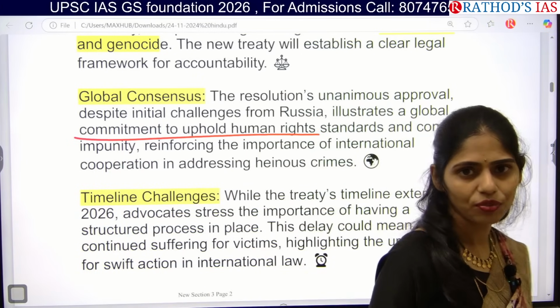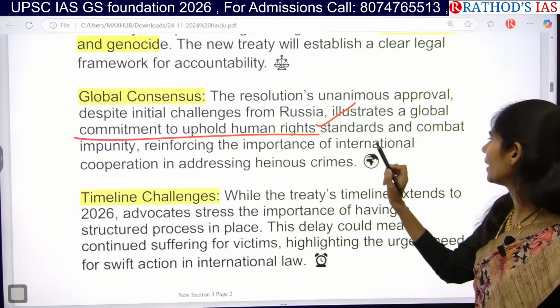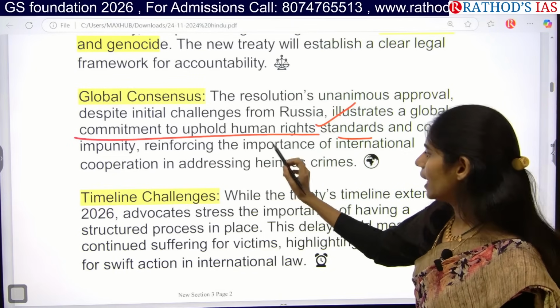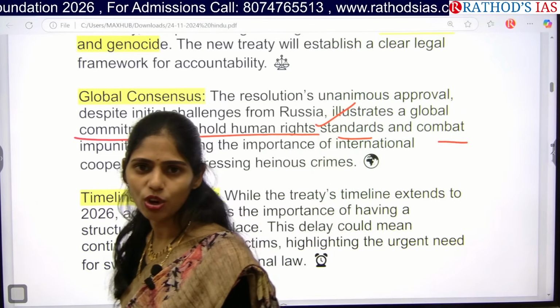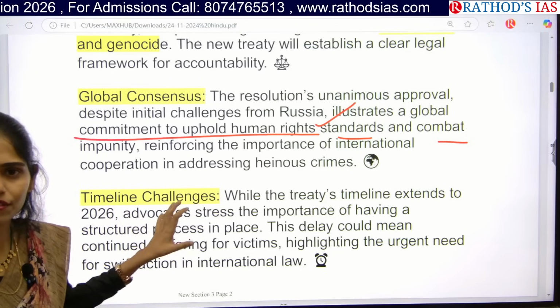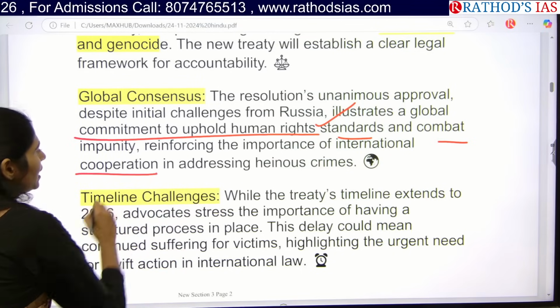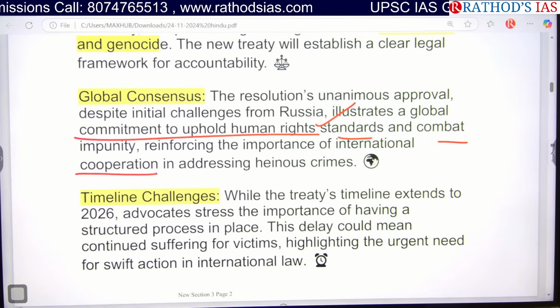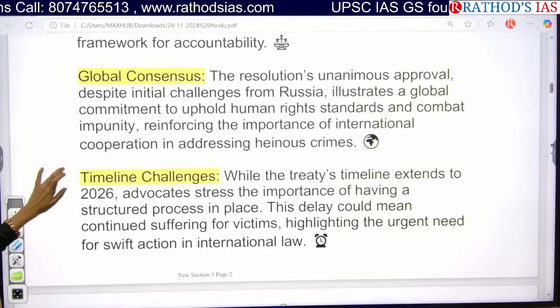So in the same way, if you want to ensure human rights and their standards and to combat impunity, we need to have even international cooperation. So if you have this kind of treaties, we can also ensure international cooperation addressing this kind of heinous crimes across the world.